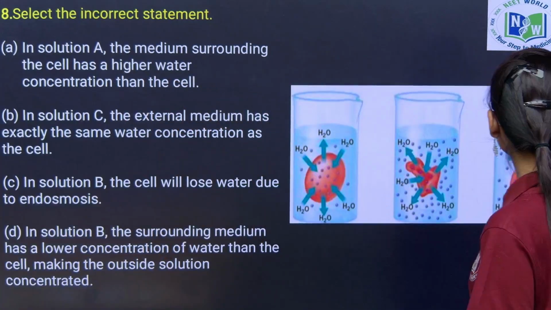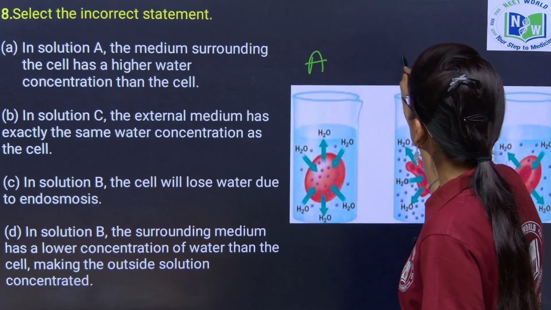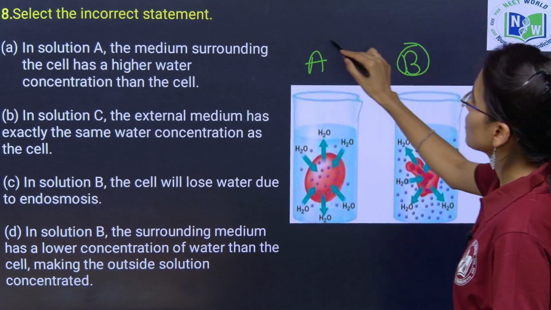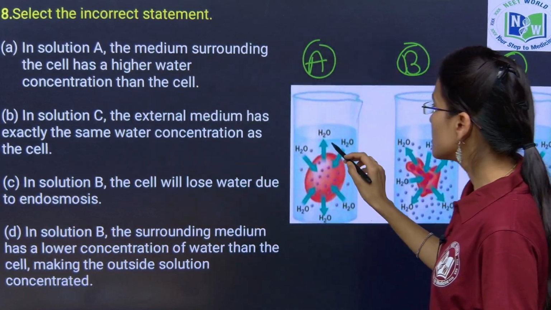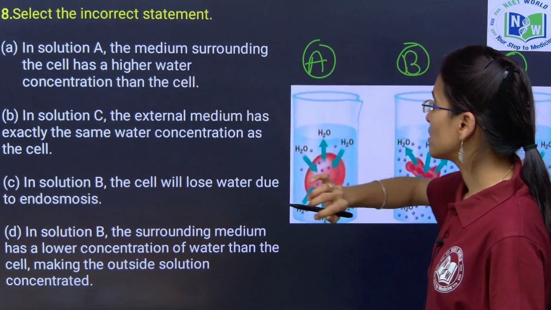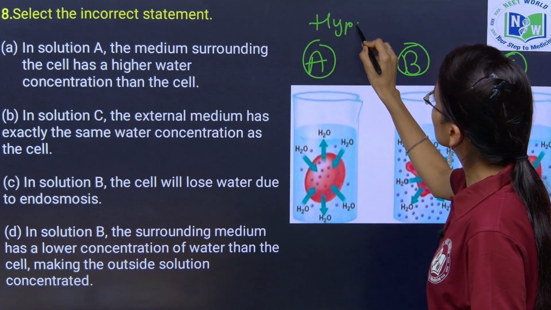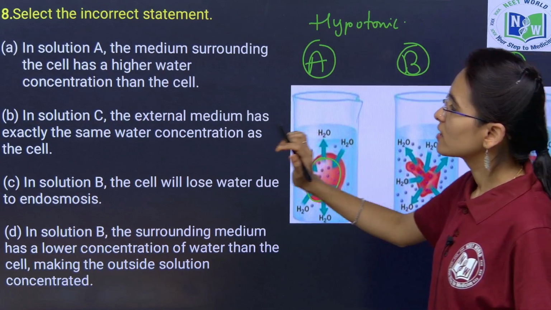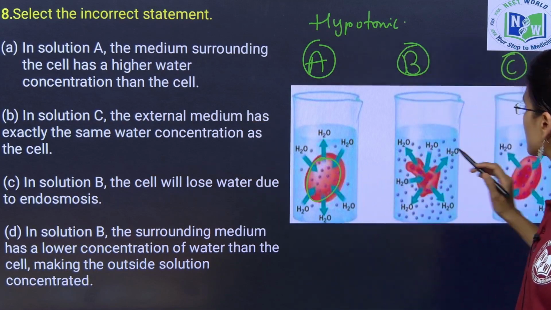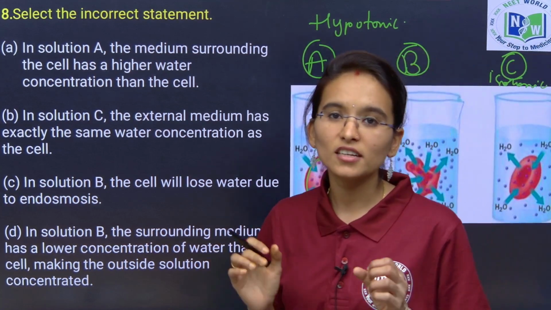Select the incorrect statements. This is solution A, solution B, solution C. First option: in solution A, the medium surrounding the cell has higher water concentration than the cell. We have to find the incorrect statement. This is the hypotonic solution. In the hypotonic solution, the water concentration with respect to the cell is more. Next, in solution C, the external medium has exactly the same water concentration as the cell. It means it is an isotonic solution. In an isotonic solution, the concentration inside and outside the medium is the same.